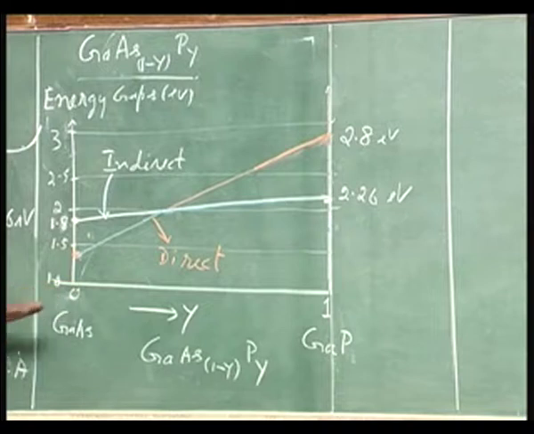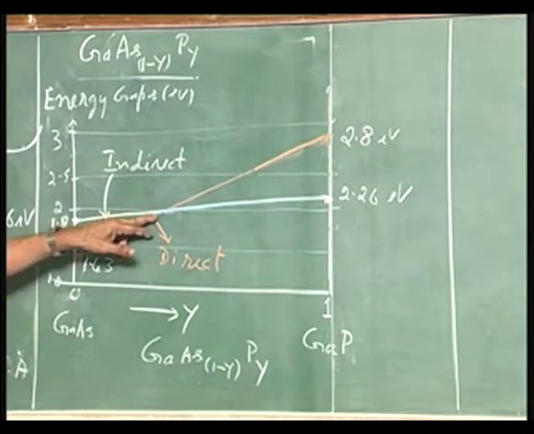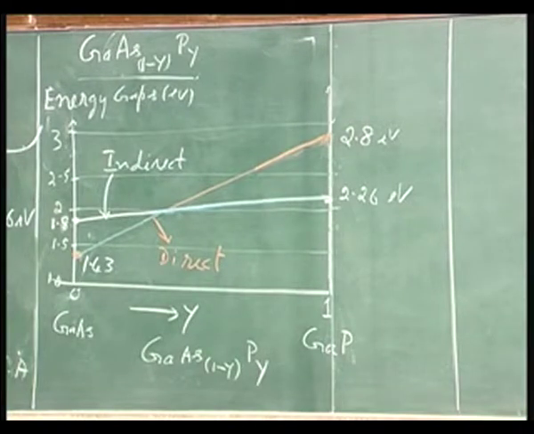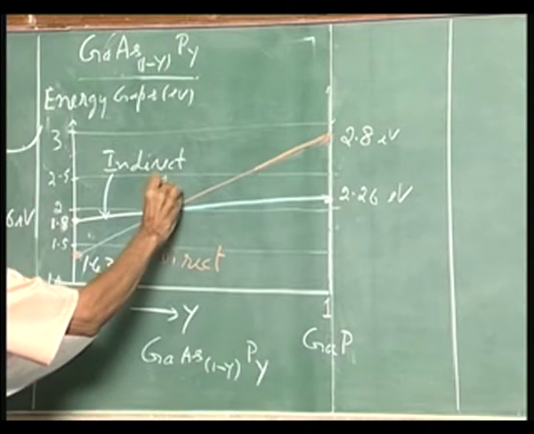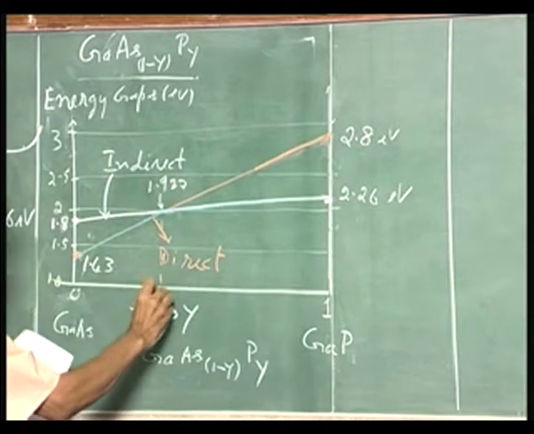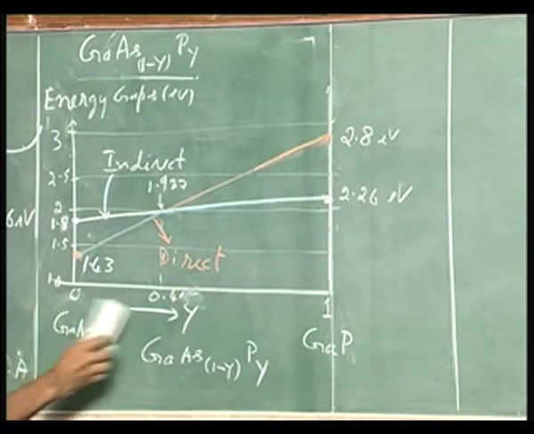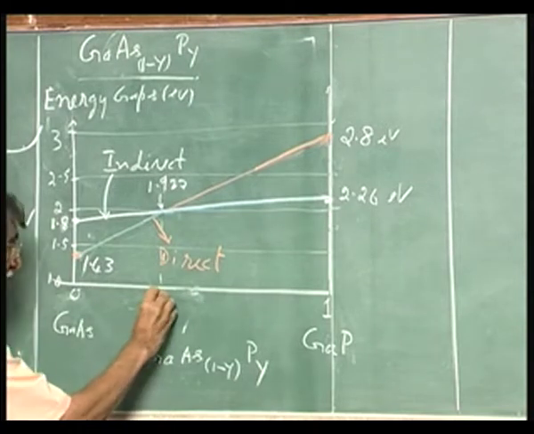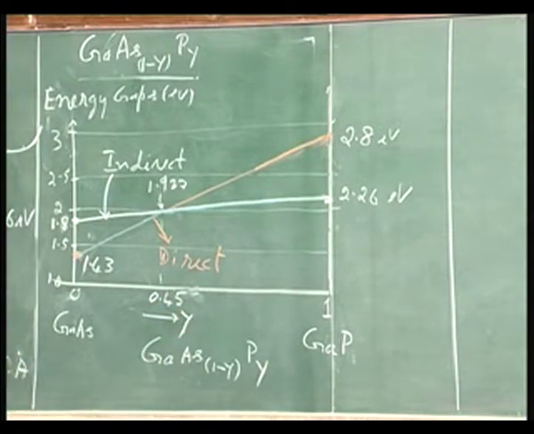So, the final band gap of this material will vary from 1.48, 1.43, and at this point it will be 1.97. Okay, here that will be 1.977, and this will be actually 0.45. Let me just clean it up here, this is 0.47 or 0.45. When y is 0.45, the transition from direct to indirect takes place. That is the key thing here.